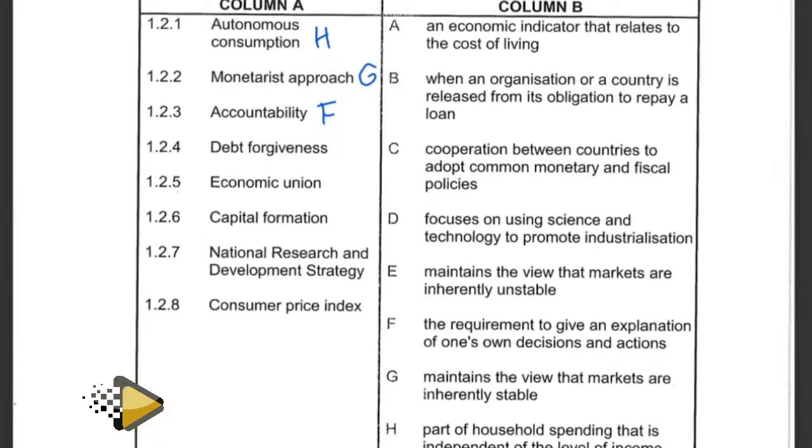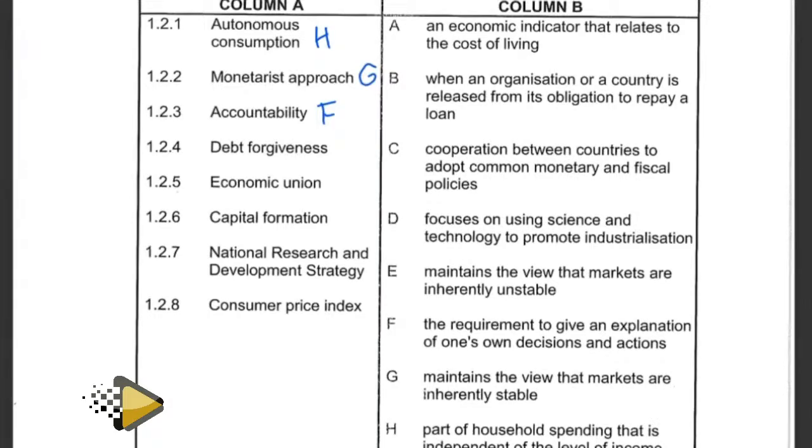Now let's move on to the next question, 1.2.4, which reads as follows: debt forgiveness. From the phrase debt forgiveness, this means that a country or an organization is released from its obligation to repay a loan. Remember, grade 12s, whenever you are faced with this type of question, you should always go through each and every option given in column B. If we check, the appropriate answer for 1.2.4 is going to be B.